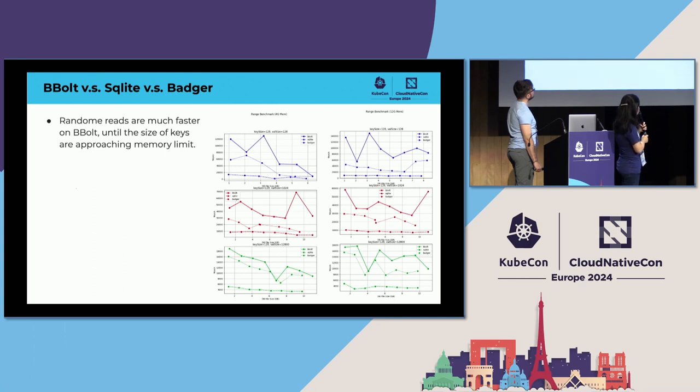So the second slide is about the range benchmark. From these graphs, we can see that BBolt is actually the best in terms of random reads. And SQLite is really slow, but Badger is about 50 to 60% of the read speed of BBolt. And again, the same pattern shows up when the key index is consuming all the memory, then everything just slows down.